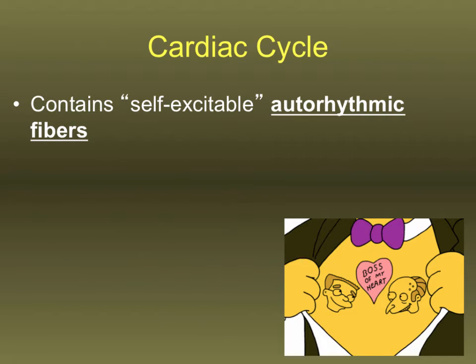All of this is initiated in a particular part of the heart that involves what are called self-excitable fibers. So in large part, the cardiac cycle is controlled independently of really just about any other system in the body. Most of the time, the heart itself determines the rate at which the cardiac cycle is going to be, or how fast the heart's going to beat, or how slow the heart's going to be, that kind of thing.